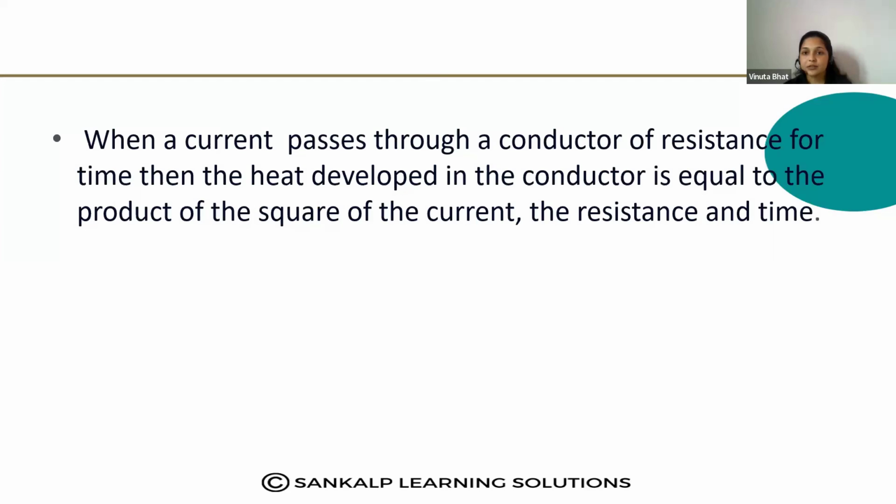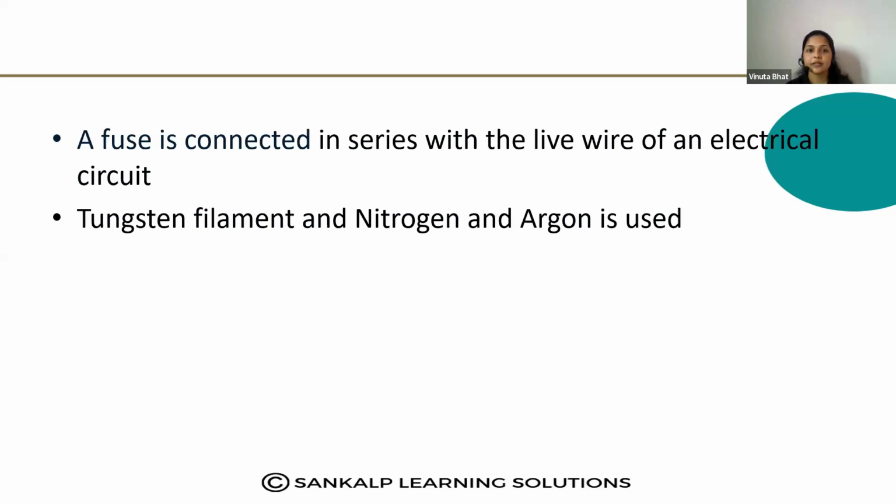When a current passes through a conductor of resistance for a time, then the heat developed in the conductor is equal to the product of the square of the current, the resistance and the time. This is the Joule's law of heating.